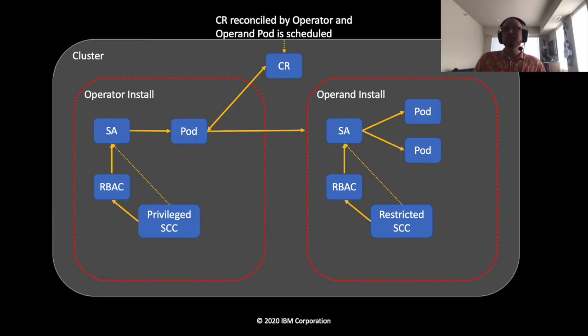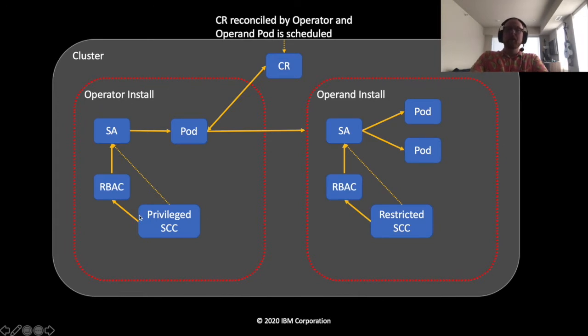So let's say that you have an operator, and the install of the operator requires a cluster admin, and that operator needs to be deployed using the privileged SCC. And this is assuming an OpenShift cluster. So let's say the operator is laid down. Here's the pod running the operator controller. Here is a service account with the RBAC and SCC bindings for it. And so now on your cluster you have an operator up and running.